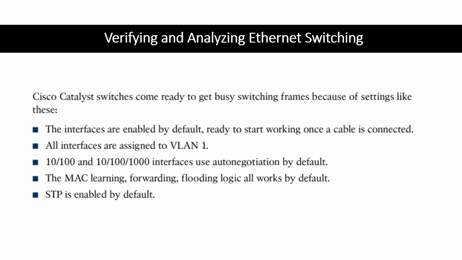Now, of course, it is possible to configure a static speed and a static duplex, but from a default standpoint, out of the box, these are the settings. Number 4, of course, what we've been talking about, the MAC learning, forwarding, flooding logic, all works by default, from a Cisco standpoint.